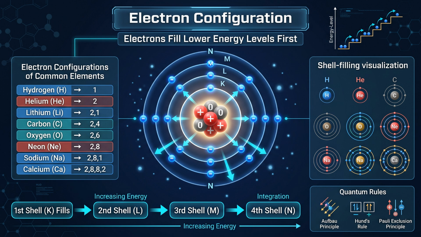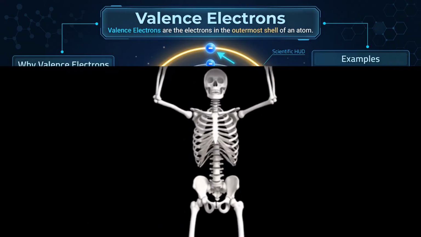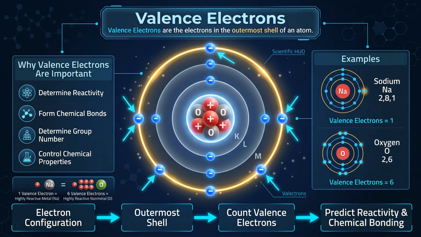Once you master electron configuration, many advanced topics in chemistry become much easier to understand because the behavior of every element is ultimately governed by the arrangement of its electrons. After understanding electron configuration, the next important concept is valence electrons. Valence electrons are the electrons present in the outermost shell, also called the valence shell, of an atom.